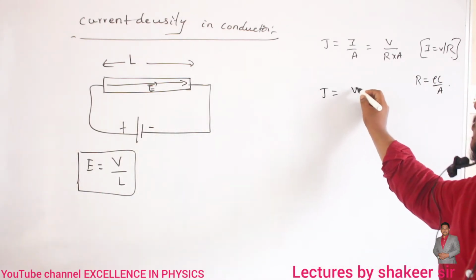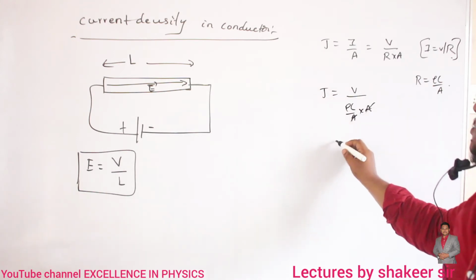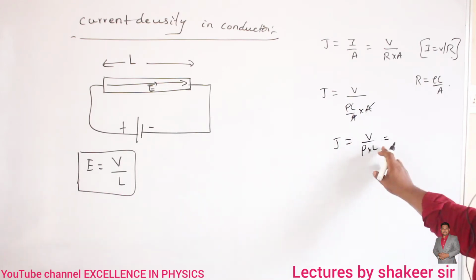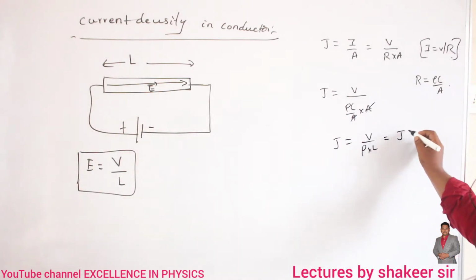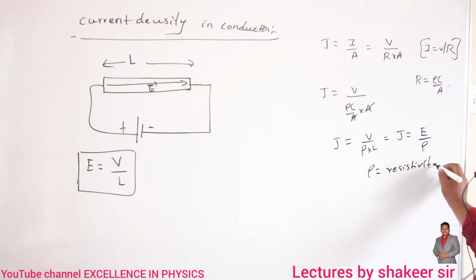So J is equal to V by, instead of R I can write rho L by A multiplied by A, which gets cancelled. So J is equal to V by rho into L. And V by L can always be written as the electric field inside the conductor. Therefore J is equal to E by rho. And what is meant by this rho? Rho is called the resistivity of the conductor.